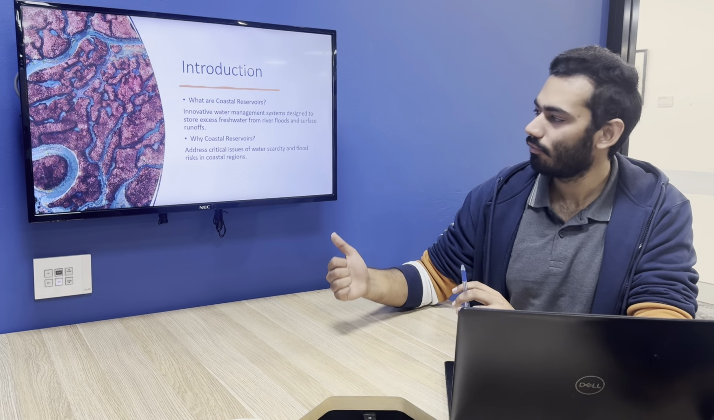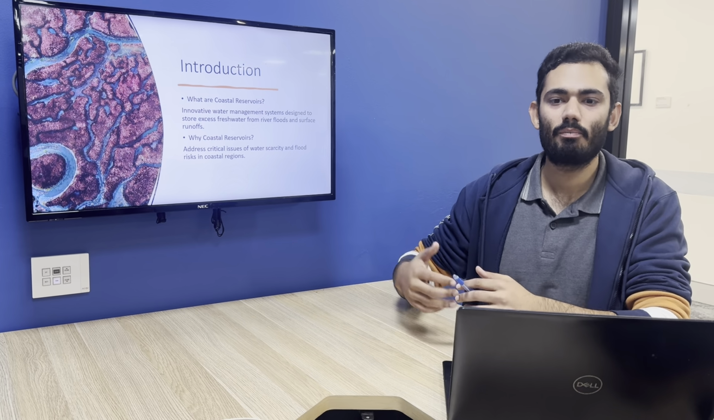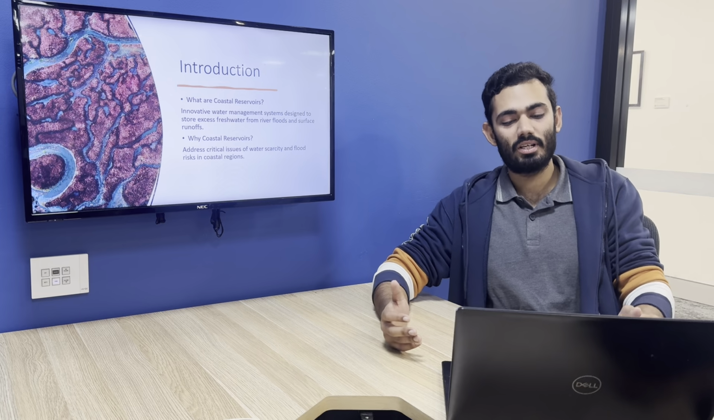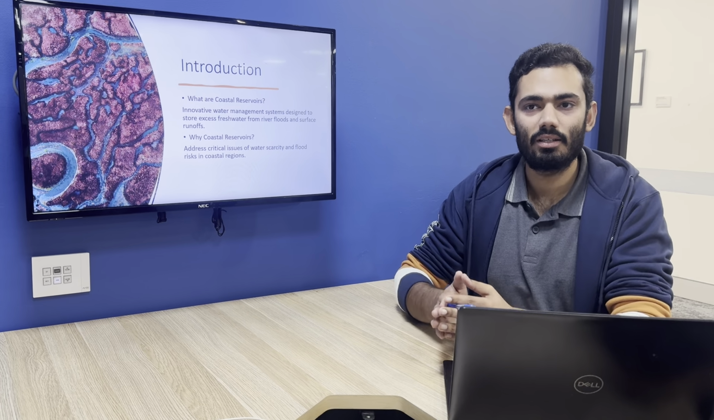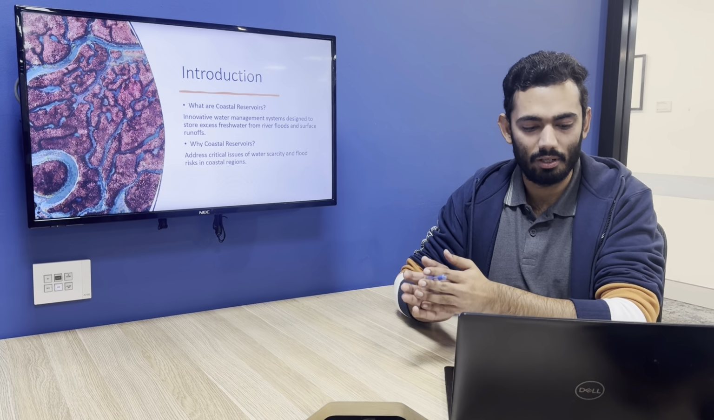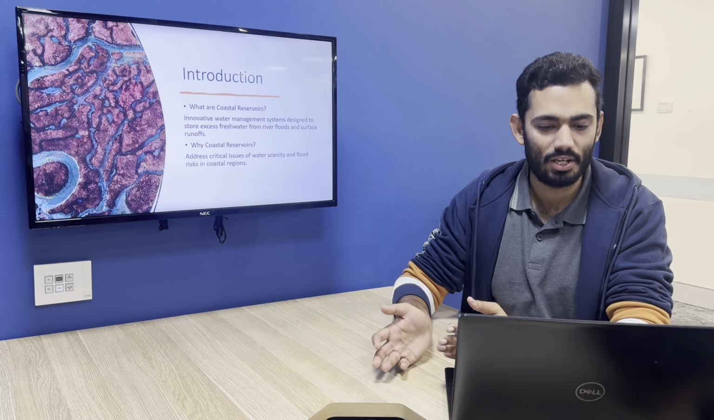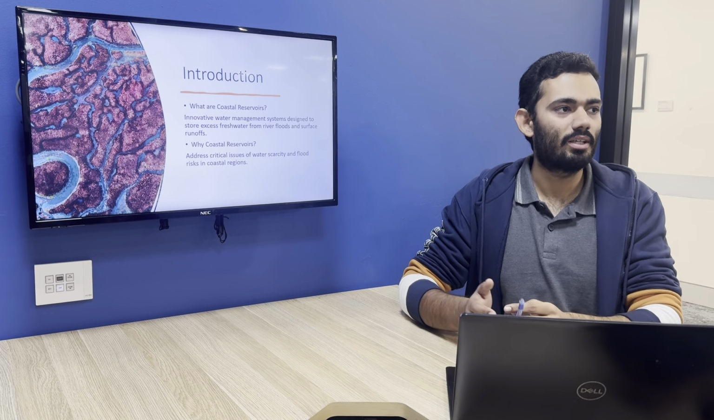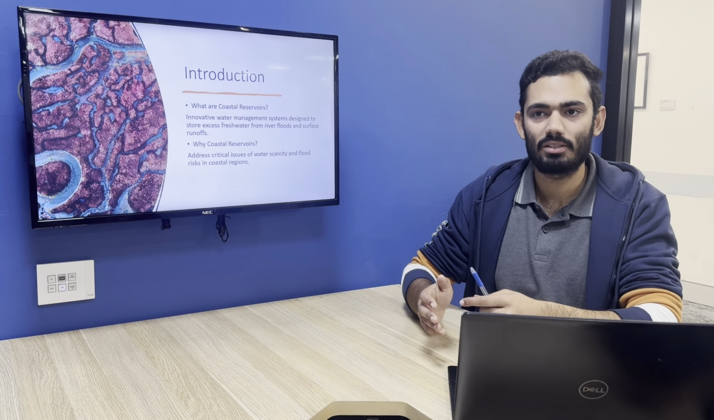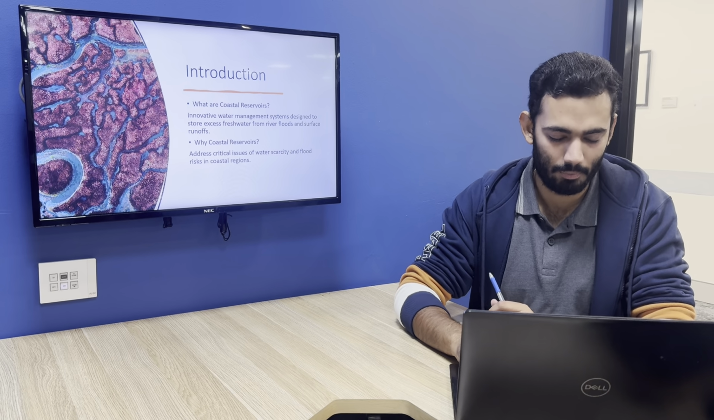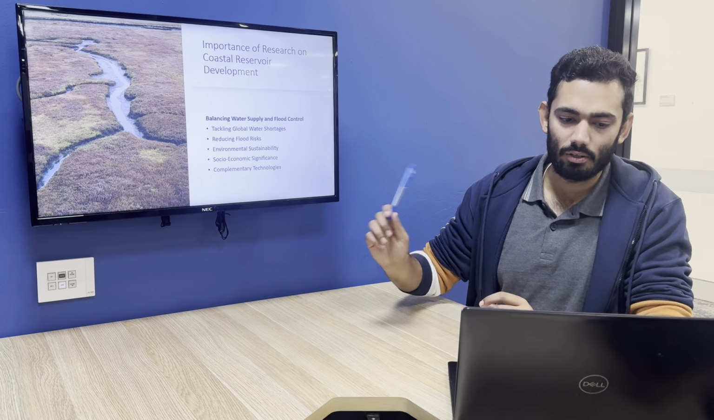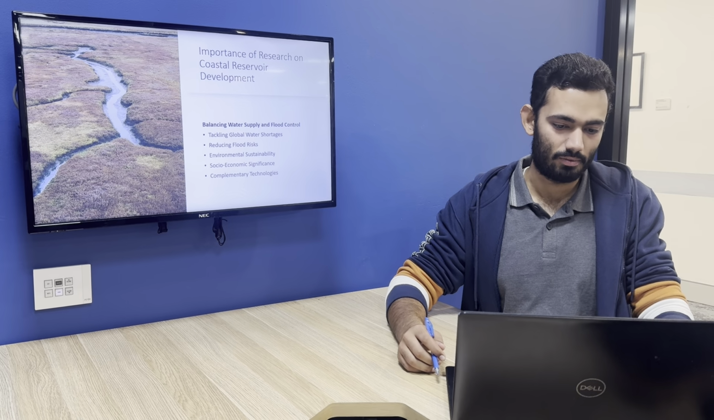And why it is important for us to use coastal reservoirs is that they address the issues of water scarcity and flood risk, because they control the floods by storing the water in them. So moving forward, the importance of research on coastal reservoir development. First, we will talk about why it is important to research coastal reservoir development.